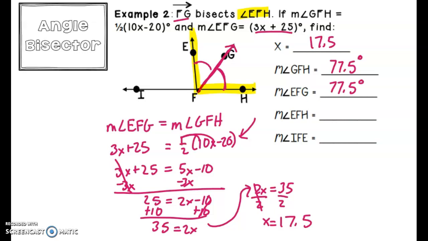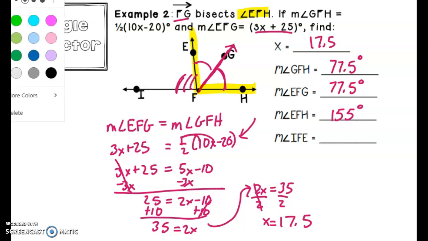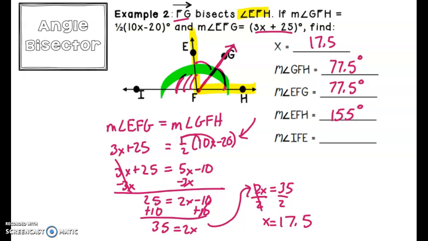It's a good thing. Now, EFH is this whole highlighted yellow angle. So the yellow angle, you're just going to add the two. And when you add them, you get 155 degrees. So last but not least is IFE. That's this angle over here. Now, I'm just going to tell you, that is not drawn to scale, so don't just assume anything from that. What I do know for sure is that this angle right here is a straight angle. That's 180 degrees. So 180 degrees minus 155 degrees is what's left, and that's 25 degrees. But we will practice with that more in just a minute.